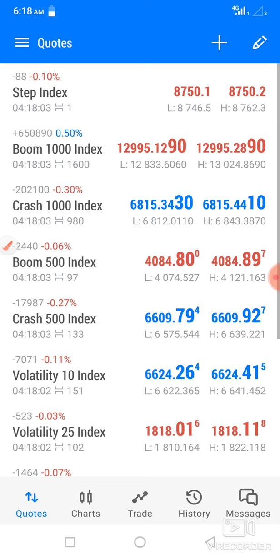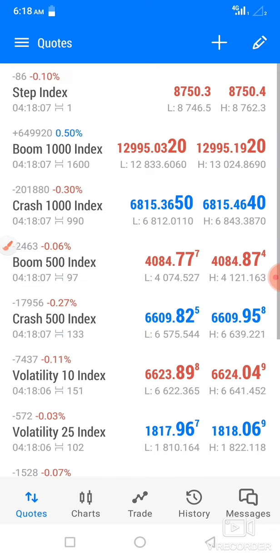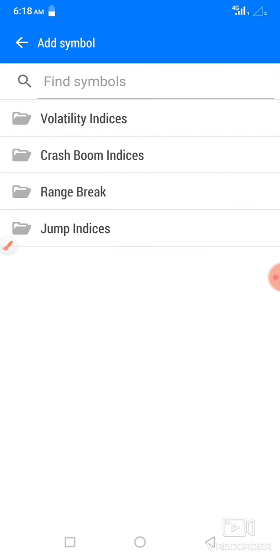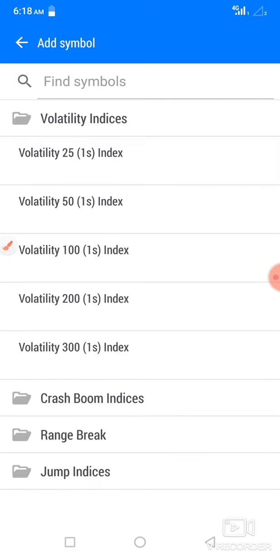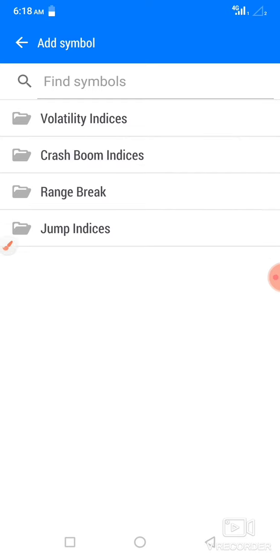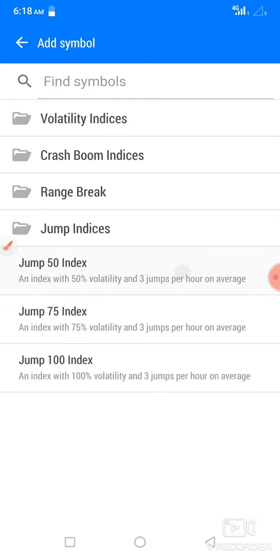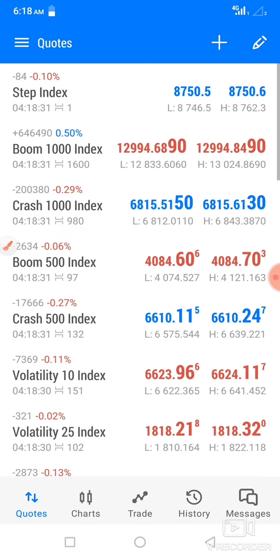If we click this plus sign here, we can add some of the assets which are not on this list. So we simply click and we can check the volatility indices folder and you click them for them to go to the list. And I can move to the crash and boom, and I can move to the range break, I can move to the jump indices, so that I can have them all on the list. So our list is very long.